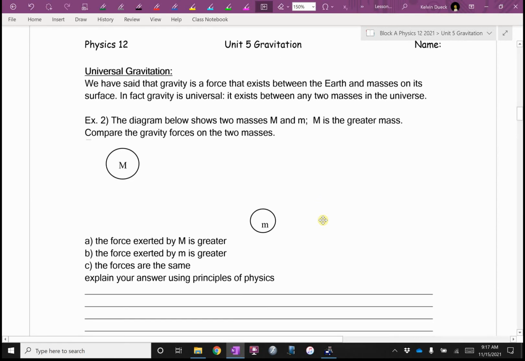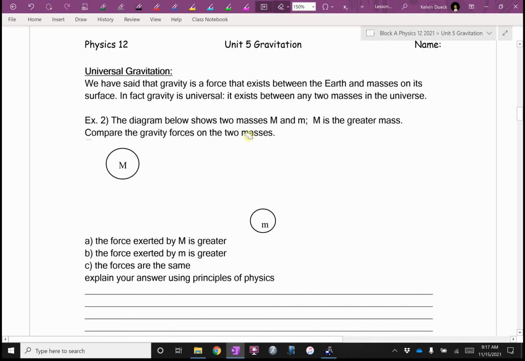So let's talk about the universal force of gravity, or what we call universal gravitation. You may have heard the law of gravity. This is what they're talking about when they refer to that. This is what Newton came up with. So we've said that gravity is a force that exists between the Earth and masses on its surface. Gravity is universal. All objects with mass, all atoms, send out a gravitational field. And the more mass, the stronger that field.